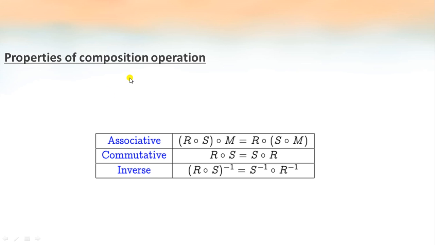And these are some of the properties of composition operation. Associative, that means R composition S, composition M is equal to R composition S composition M, and commutative means R composition S equal to S composition R, and inverse, R composition S, the whole inverse equal to S inverse composition R inverse. Thank you.